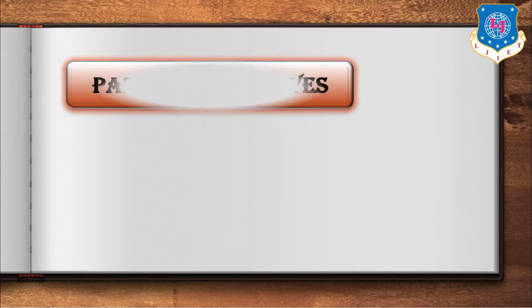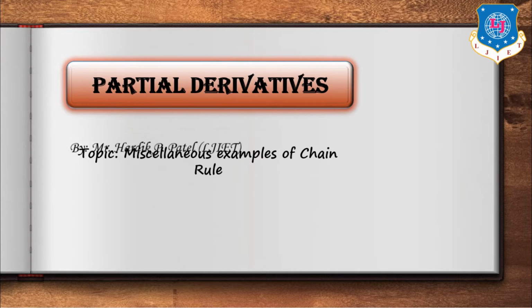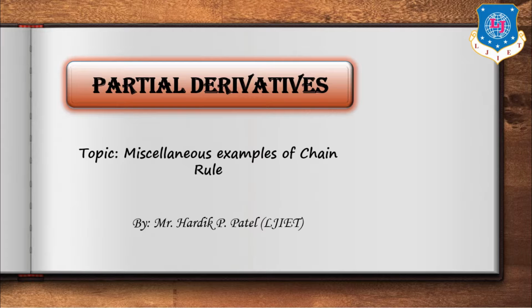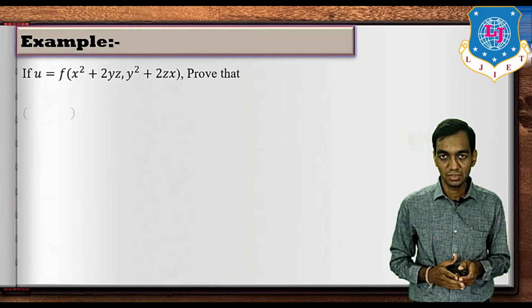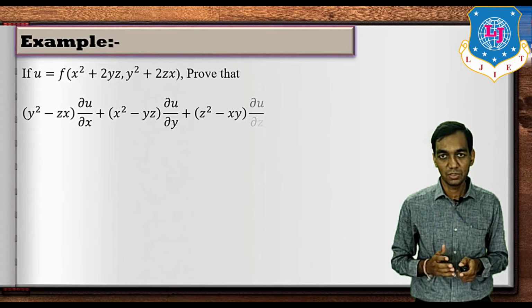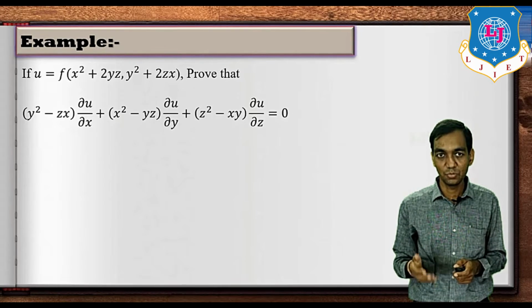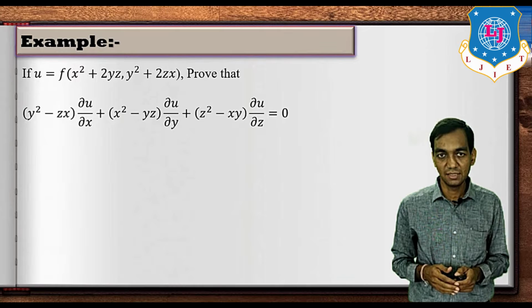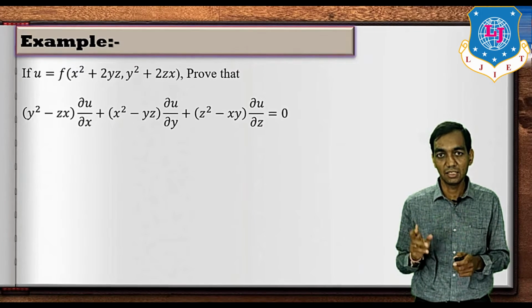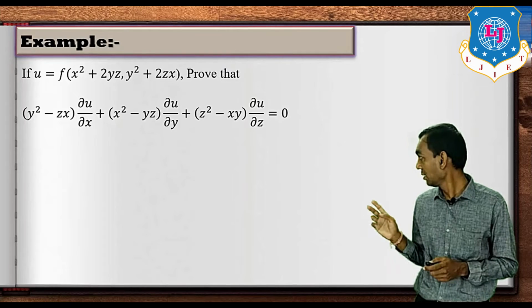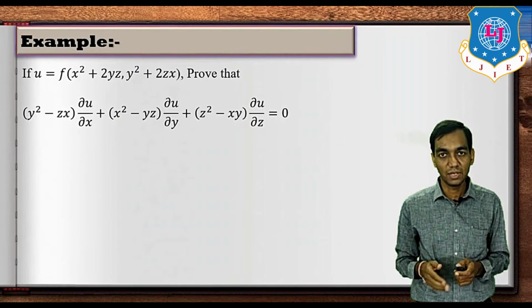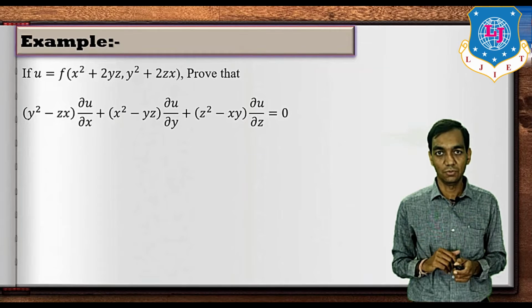In the last session, we have seen some of the basic concepts of partial derivative, total derivative and chain rule. In today's session, we are going to take some miscellaneous problems of chain rule. Now, the first example we are going to start with: if u is equal to f of (x square plus 2yz, y square plus 2xz), then prove that (y square minus xz) into del u by del x plus (x square minus yz) into del u by del y plus (z square minus xy) into del u by del z is equal to 0.